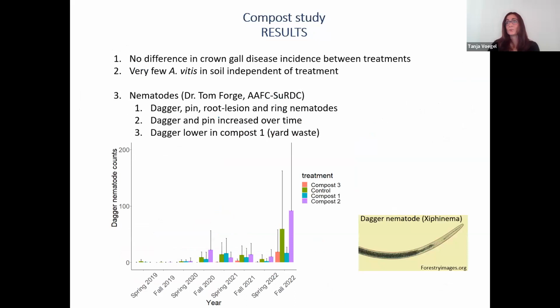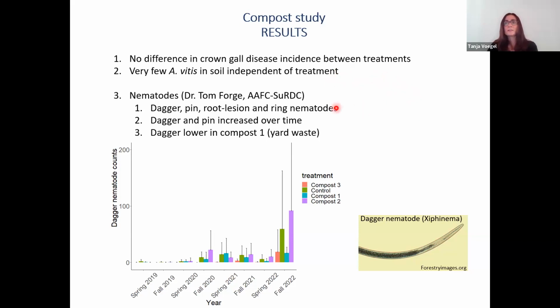So here are the results of the compost study. Unfortunately, there was no difference in crown gall disease incidence between any of the treatments. So there was crown gall, but compost didn't have any effects. And then there were very few cells of A. vitis that we found in the soil. And that's very interesting because there were many bacteria before, and now there are very few. But this wasn't because of compost, because we don't see a treatment effect. So something else must have happened in that vineyard that reduced the population of the bacteria.